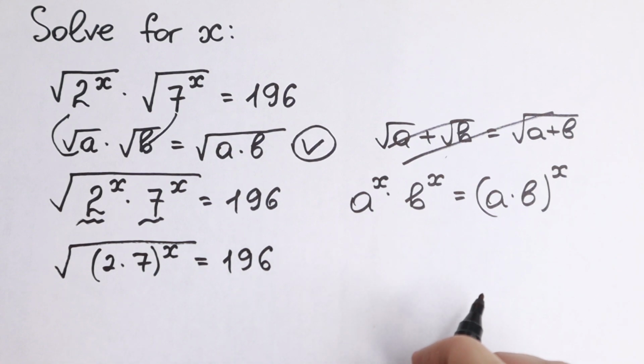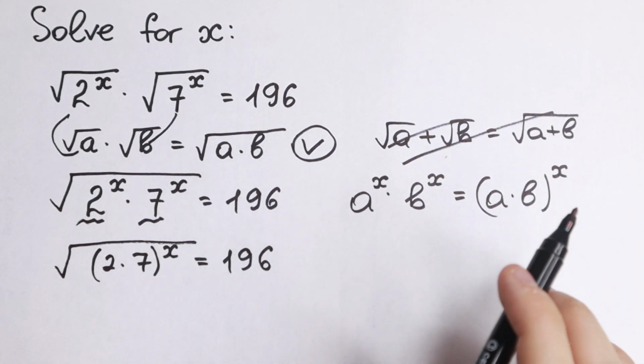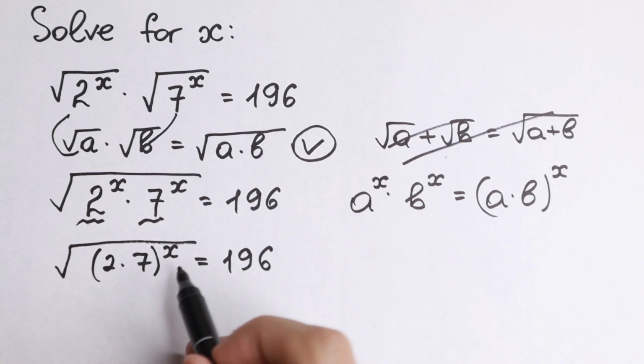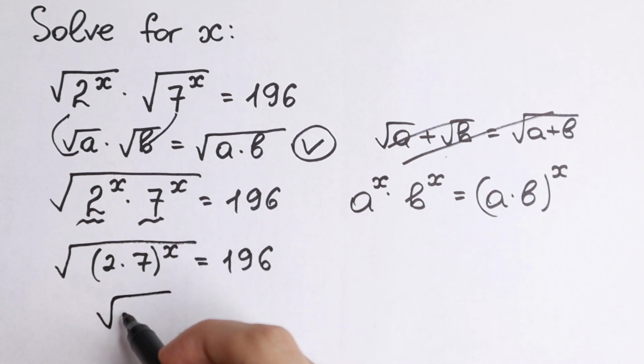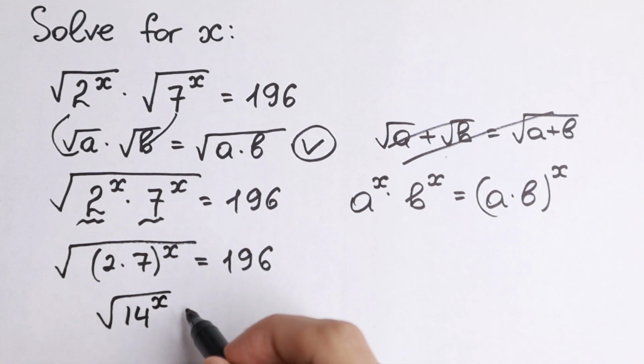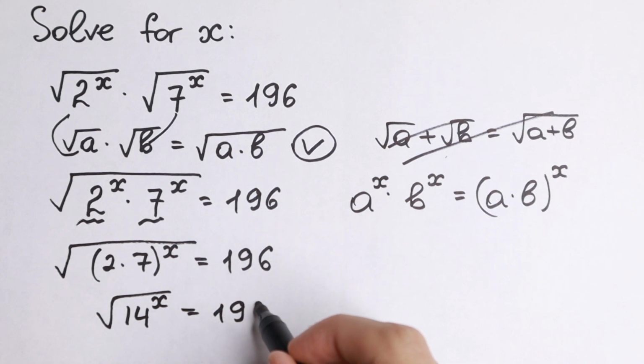So I hope you understand this step. We are going step by step, so I hope you will understand me. 2 times 7, 14, so we will have square root of 14 to the power x equal to 196.